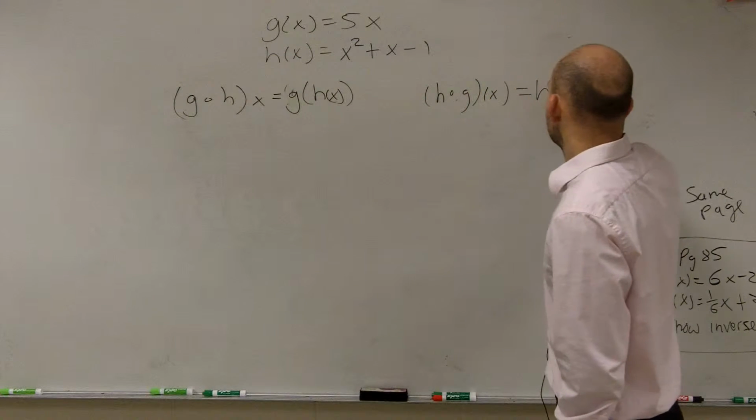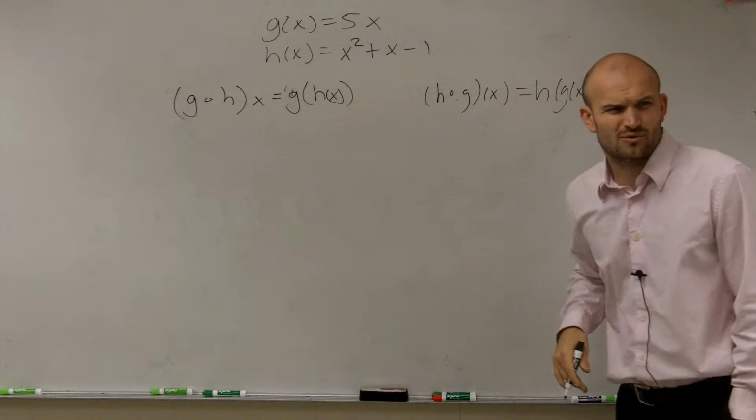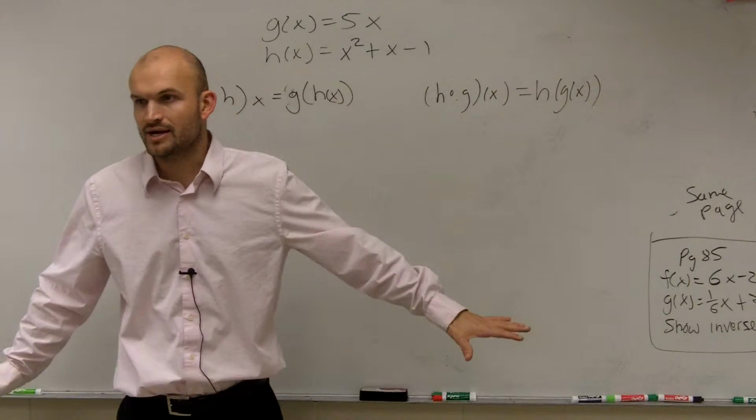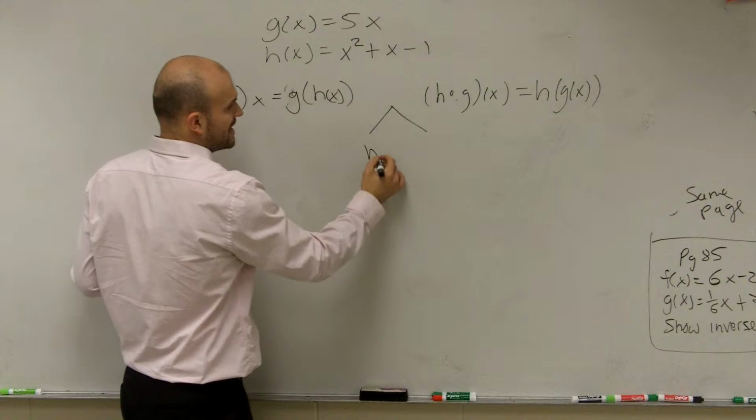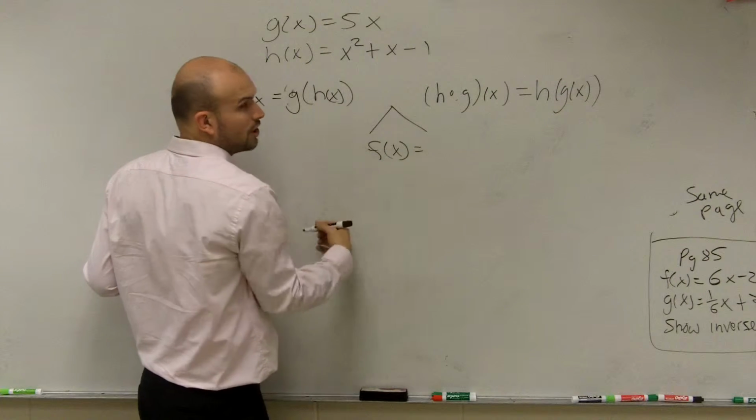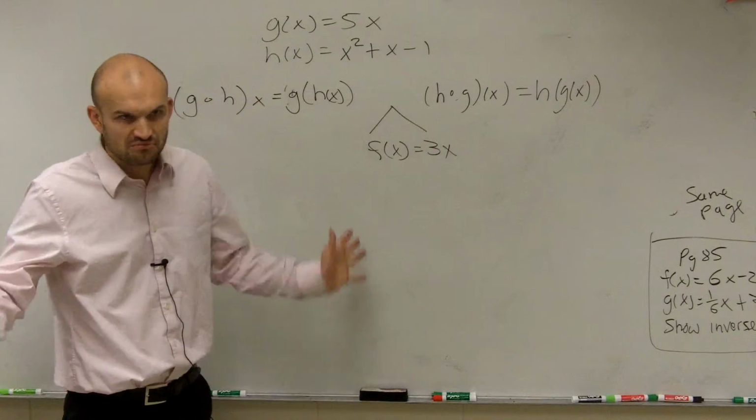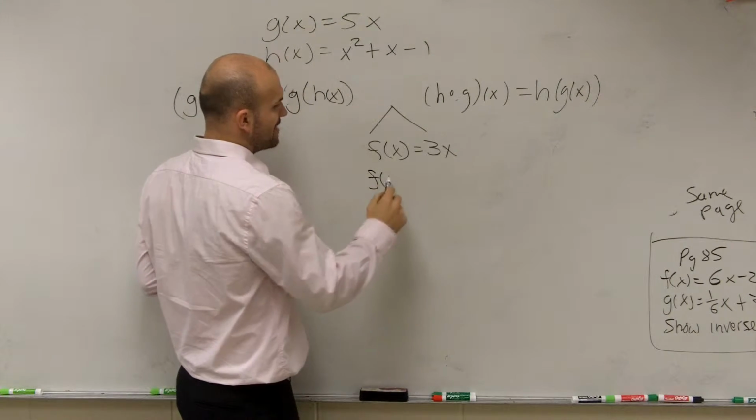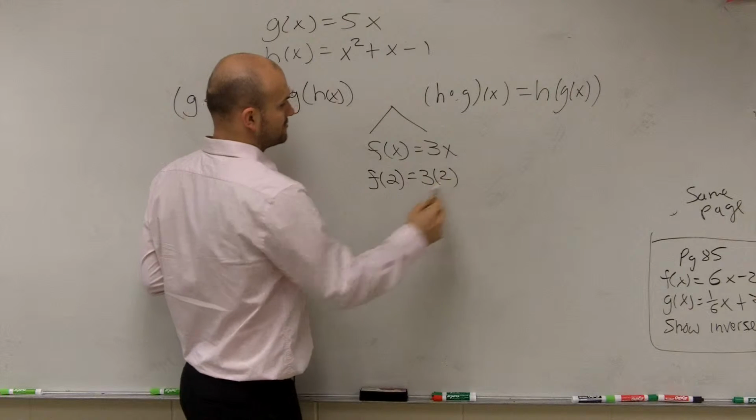Then this one represents h of g of x. So what does that exactly mean? Well, can I just do a review, totally random thing right now? Let's do f of x. Let's say f of x equals 3x. Basic, right? So then I do f of 2 equals 3 times 2.